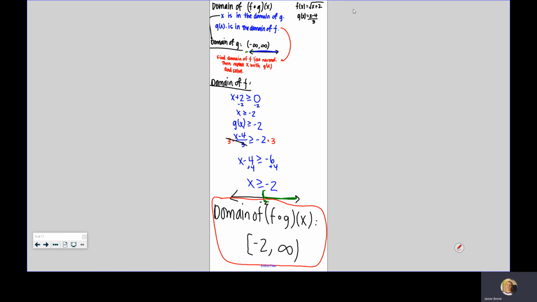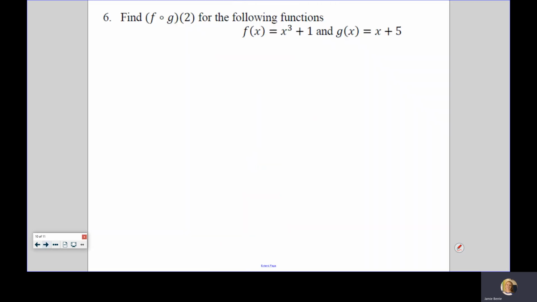We have about 5 more minutes. I want to show you this next one really quick. And then I have one from the homework that I'm going to show you really quick. All right, so this is our last one, F composed with G of 2. These are typically easier. Anytime you're plugging in a number, it's a little bit easier. You know you're not going to have to worry about domain on these problems. All right, so find F composed with G of 2 for the following functions.